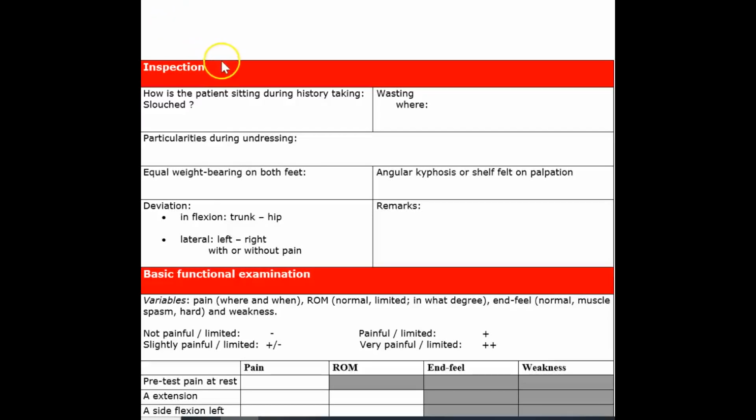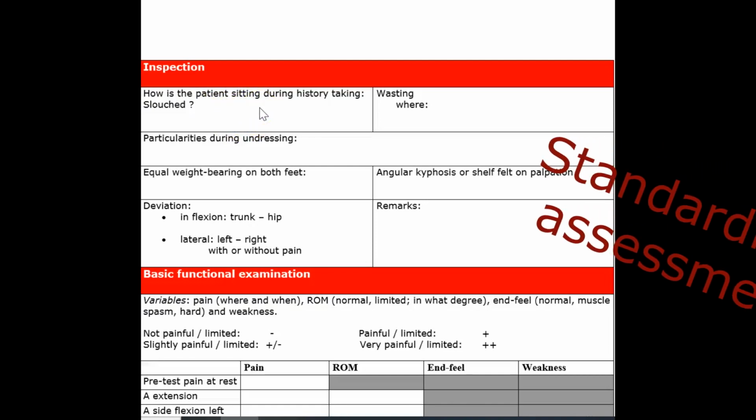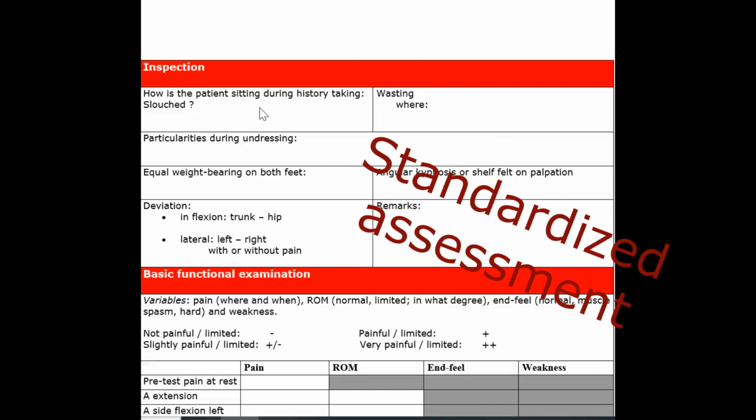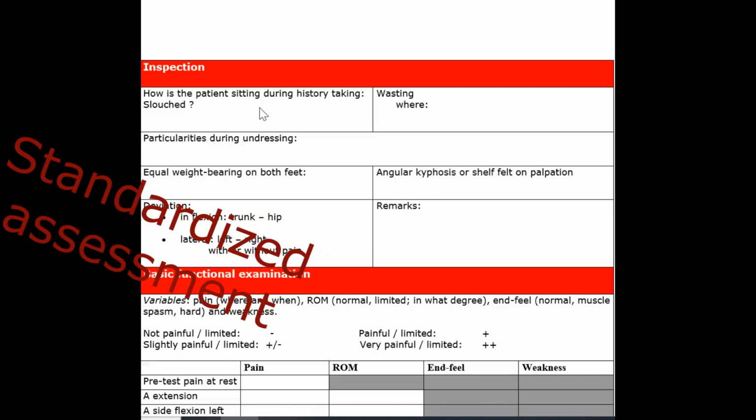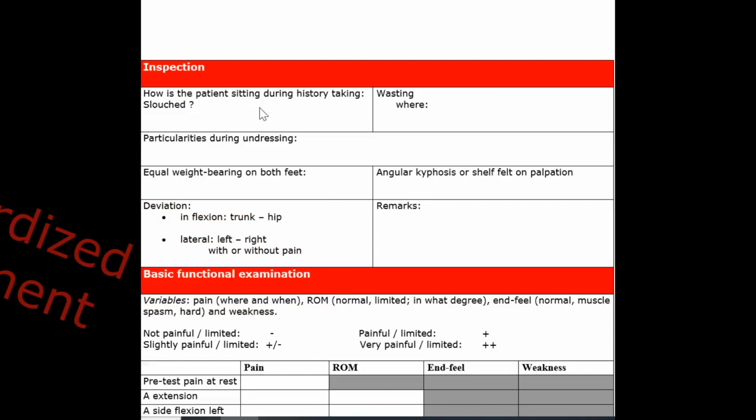Let's have a closer look at the inspection in the lumbar spine. A first thing which is interesting to pay attention to is, during the history phase, when you're asking a lot of questions to the patient, look at his posture. How is he sitting? Sitting in a slouched position, sitting in an upright position, is he sitting still, is he moving a lot, what's the expression on his or her face? That can already tell you quite some interesting feedback.